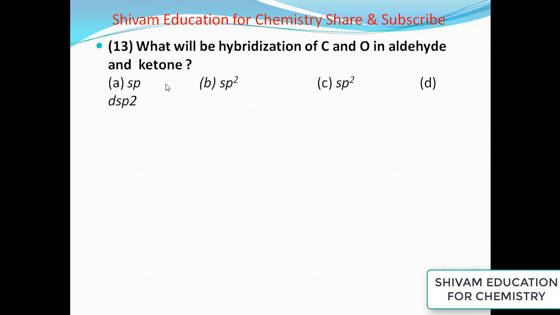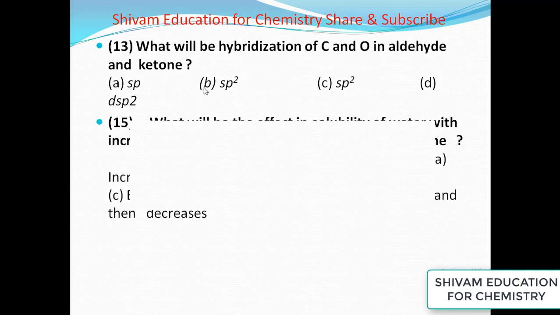यानी aldehyde और ketone में carbon का hybridization कौन सा है? Then the answer will be, you can select any one out of these, because carbonyl carbon has sp2 hybridization. So we can give option B as well as C. By printing mistake, sp3 should be there, but here sp2 is printed. So you can select any one, B as well as C.